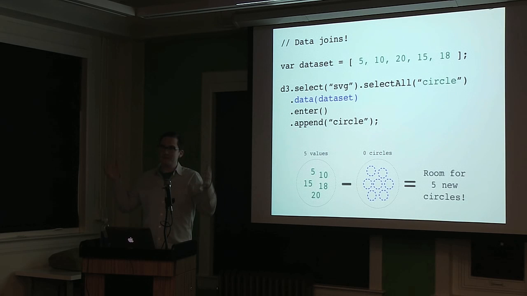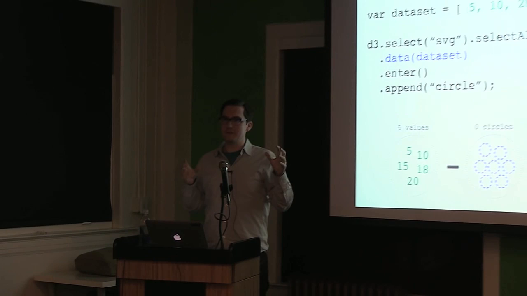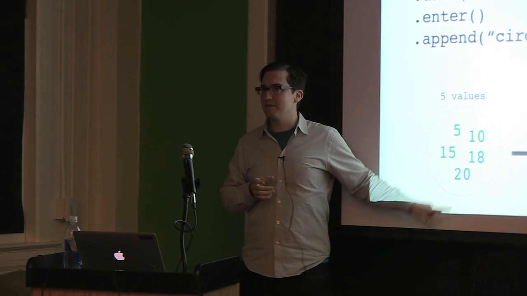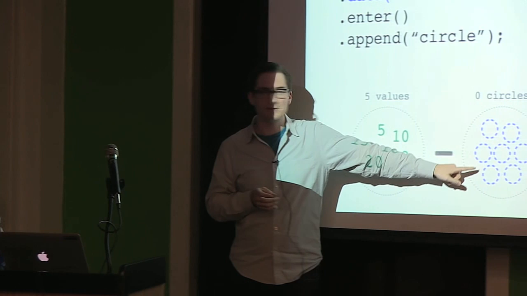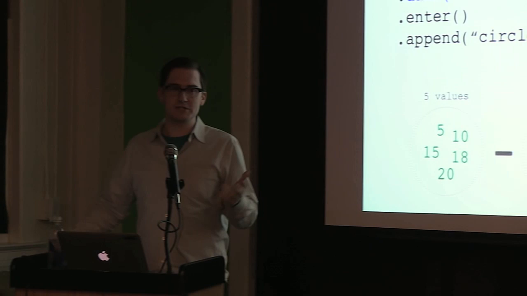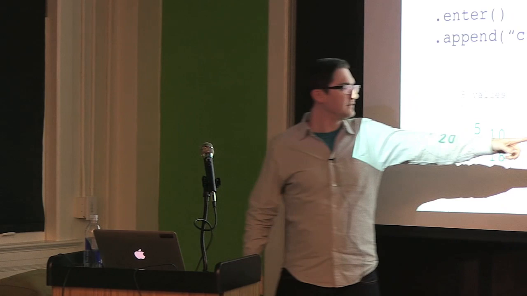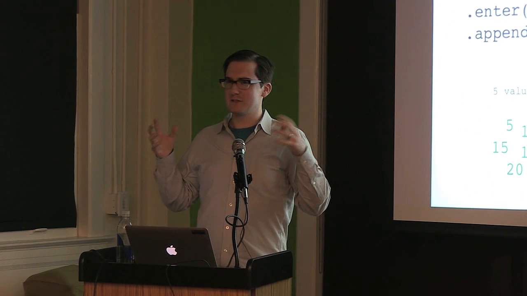So what the data function actually does is a little bit more complex than what it looks to do. Essentially, it looks at this data set. It says, oh, you have 5 values. Great, thanks for that. And it says, how many circles do you have? How many things do you have in your selection? Well, it turns out you have 0 things right now. So we're just starting. This is our first time doing this. So 5 minus 0 is 5. We have room for 5 new circles. A little counterintuitive, as you would imagine, but it'll make sense.